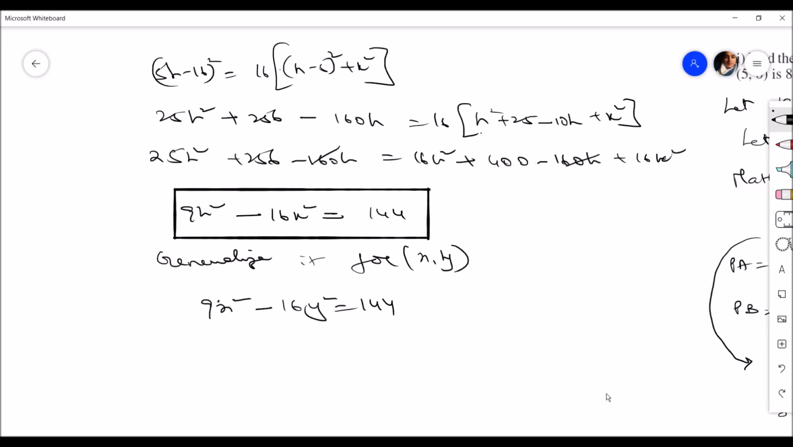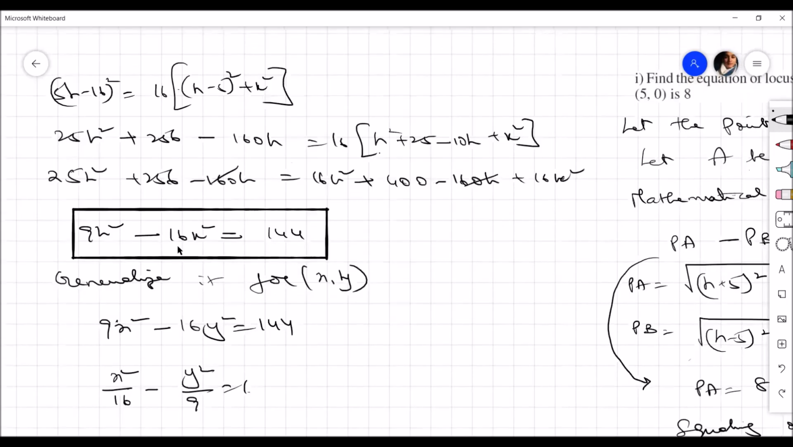Or you can divide by 144 on both sides and write it as x square by 16 minus y square by 9 is equal to 1. That's another way to write down the same answer. Is that clear, all of you? Yes? Think you have the solution already? Okay.